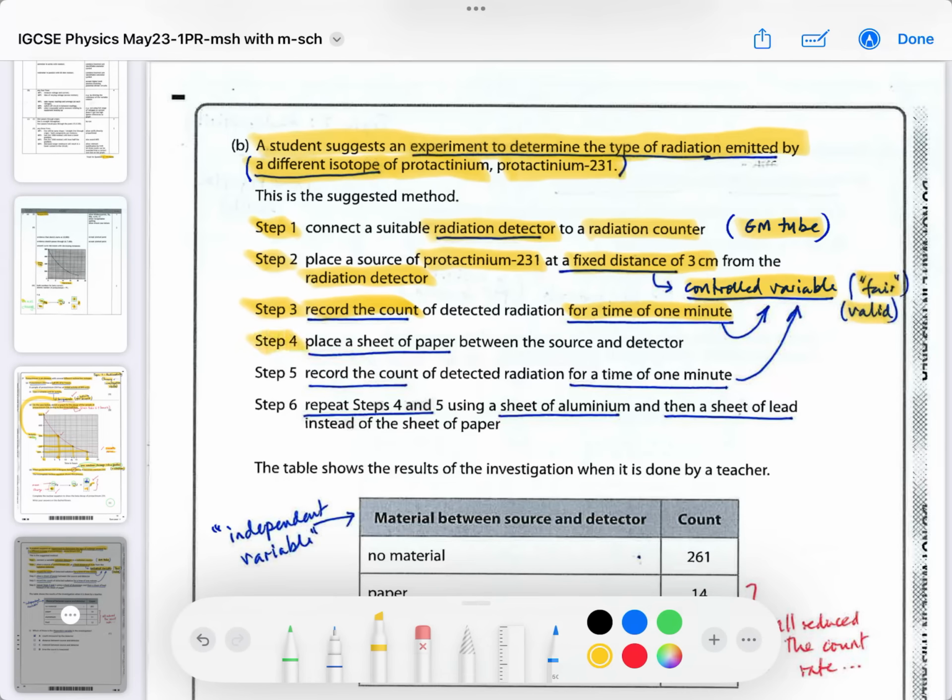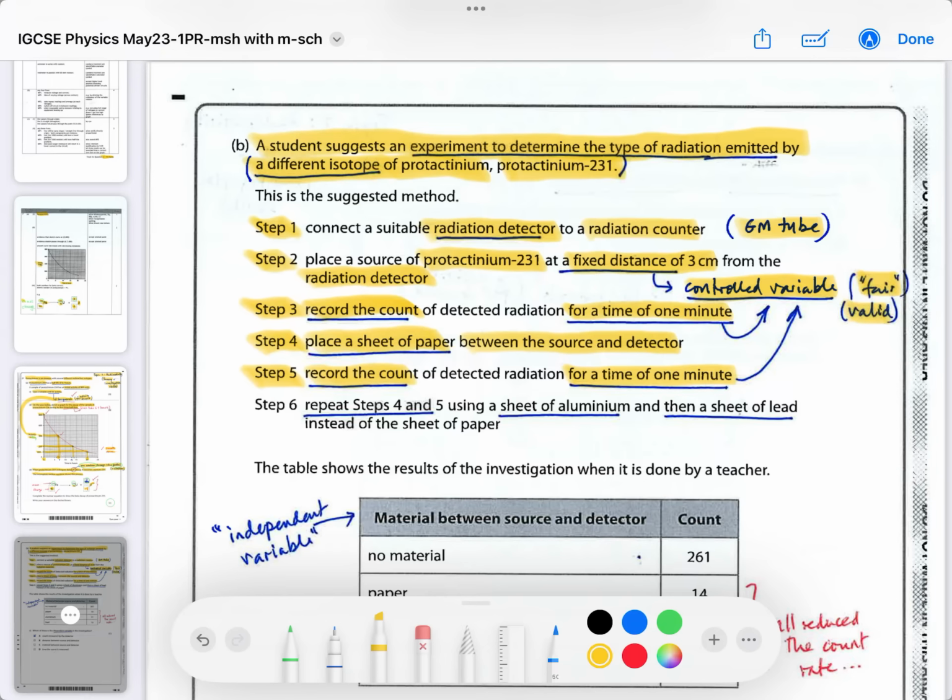reliable data. Step 4 then says place a sheet of paper between the source and the detector, and paper is a good test to see if alpha is given off, because if it can be stopped by paper, then it's got to be alpha radiation, because beta can go through paper and so can gamma. Okay, so that's why they first do it with paper, and presumably they would then record the data with the paper in the way. Step 5, they then record the count, exactly, with the paper in the way for, again, a count of 1 minute, because that's our controlled variable.